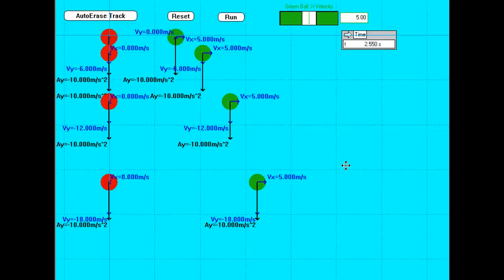So independence of axis is very, very important. You have to get over that common misconception that because the ball is traveling now in the x direction, it must take more time to fall. Doesn't matter what happens in the x. It has no impact on what's going on in the y. They are totally and absolutely independent of each other.